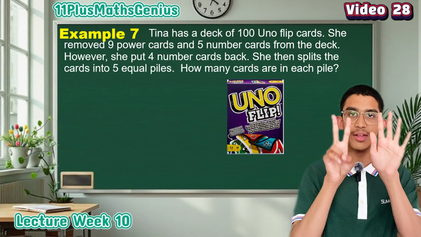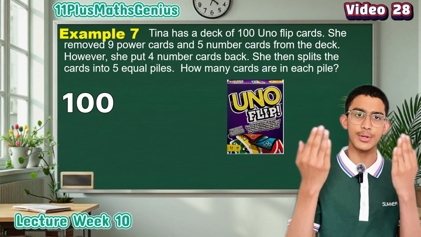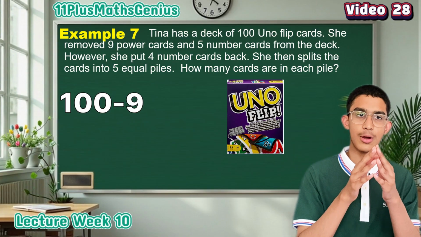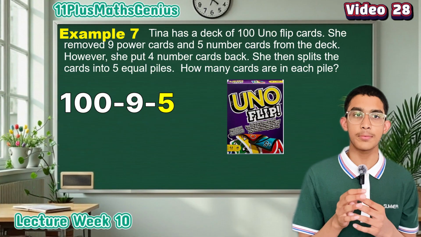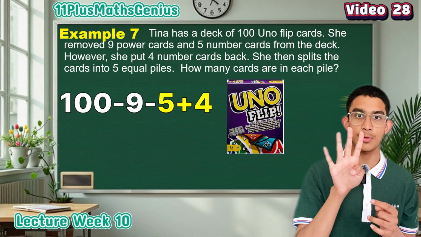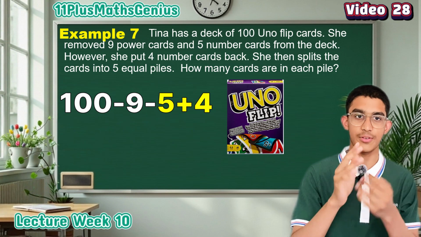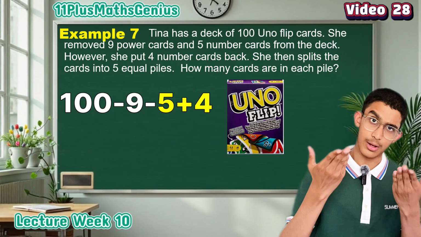Example 7. Tina has a deck of 100 Uno Flip cards. She removed 9 power cards and 5 number cards from the deck. However, she put 4 number cards back. She then splits the cards into 5 equal piles. How many cards are in each pile?